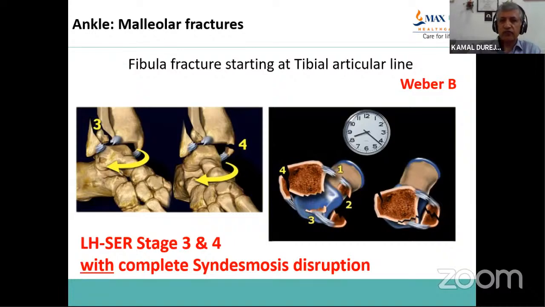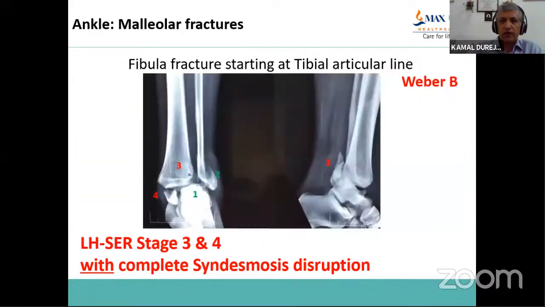If the force continues, we go on to stage three and stage four of Lauge-Hansen. With stage three, either the posterior malleolus fragment or a posterior syndesmotic ligament rupture takes place. In stage four, the medial malleolus fractures. So you have a trimalleolar injury with a complete syndesmotic disruption in supination external rotation stage four injuries. This is one good example where you can see all the stages in one particular trimalleolar injury.